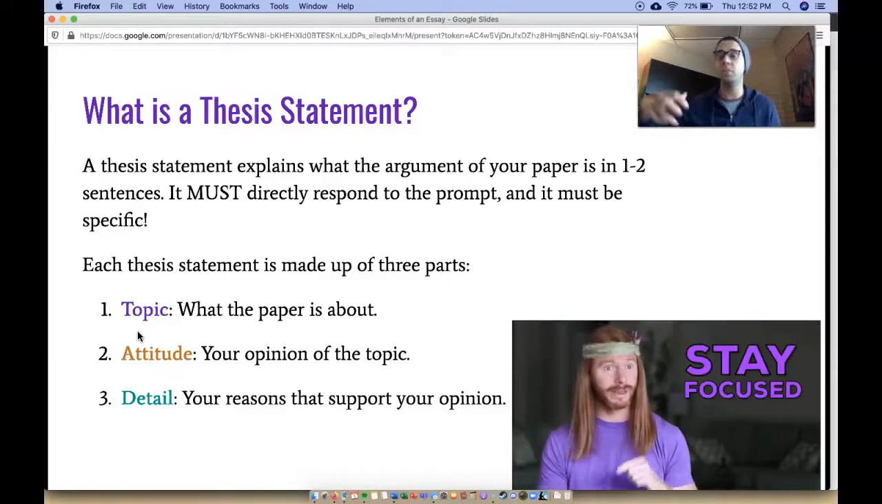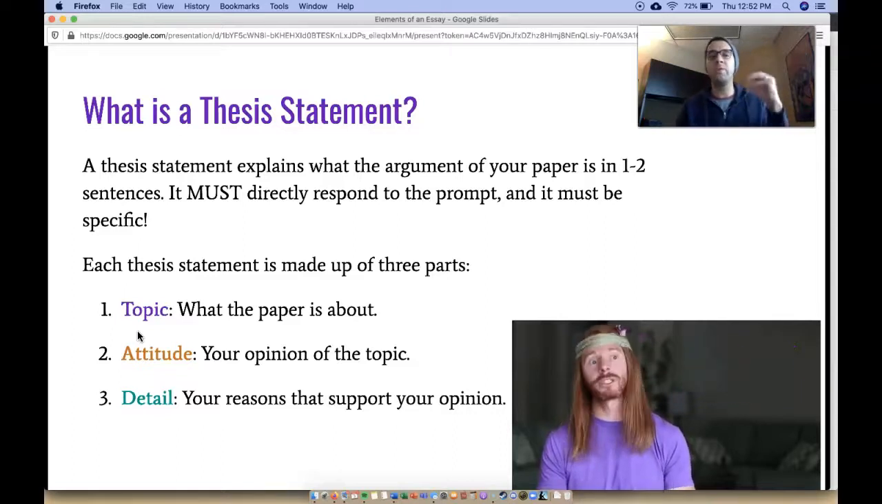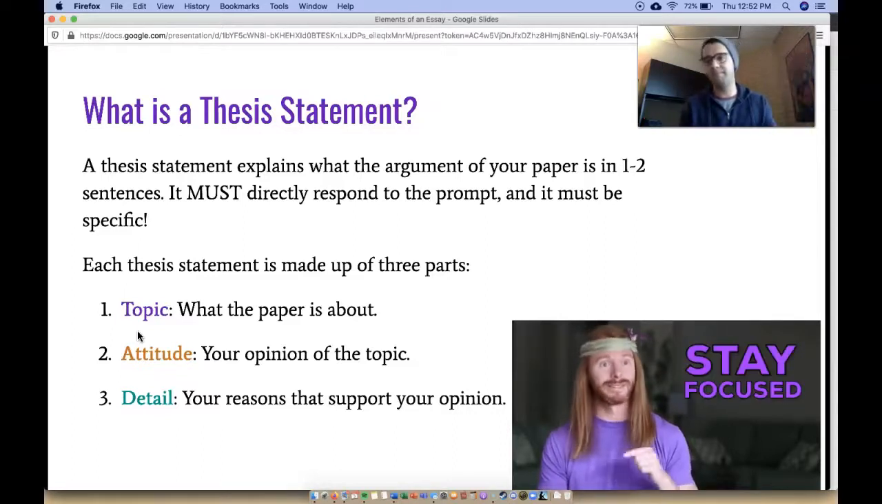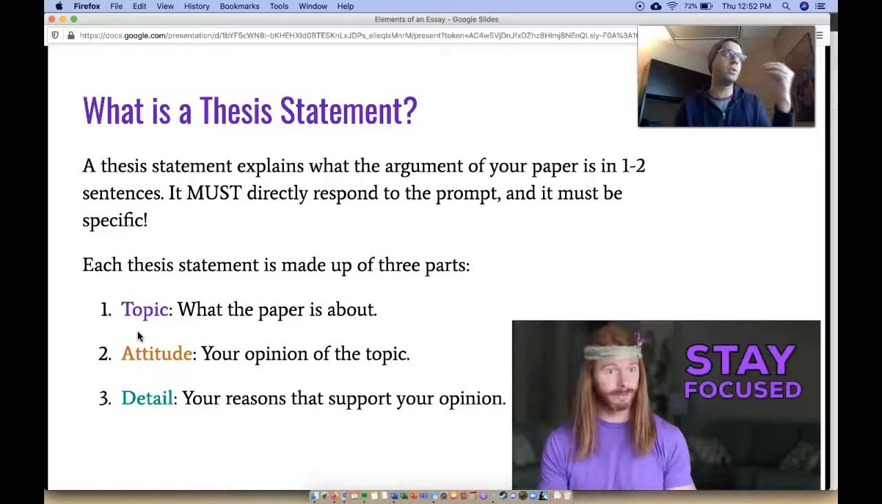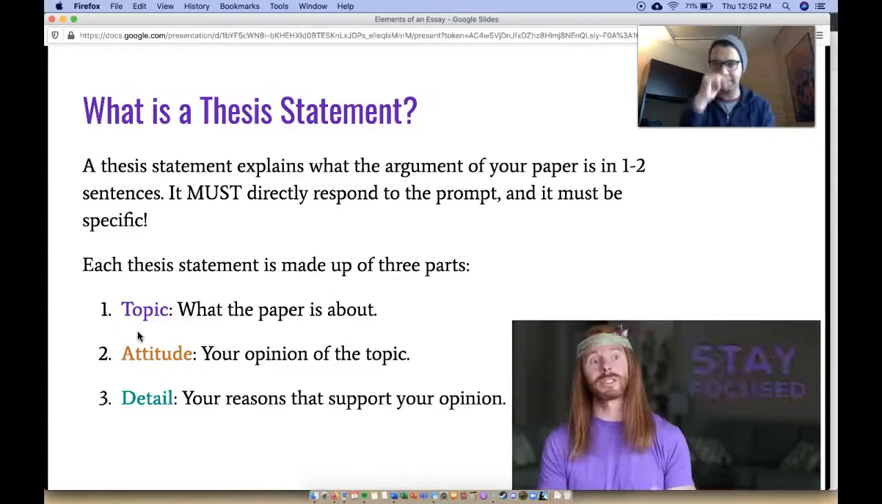And your attitude is where you infuse that topic with your opinion. So, feminism is a worldview that we should all adopt, or feminism is a worldview that has enhanced the livelihood of women, something like that. I'm just coming up with examples off the top of my head.